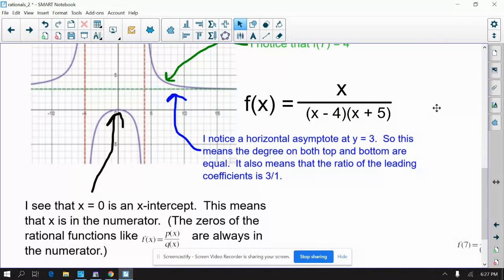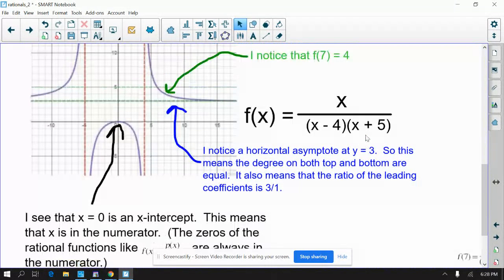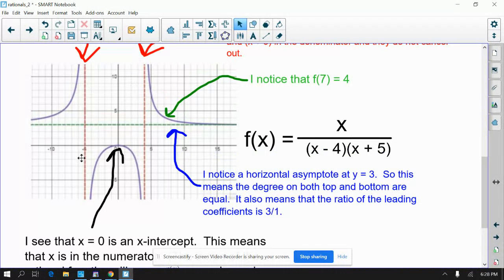Let's just pause here and think about this function the way it is right now. If you let x equal 0, you would have 0 divided by -4 times 5, which is -20. So what's 0 divided by -20? It's, of course, 0. So right now, this looks like a decent answer, but something's wrong. I have the two vertical asymptotes. I have my x-intercept right here, but I don't have this horizontal asymptote.